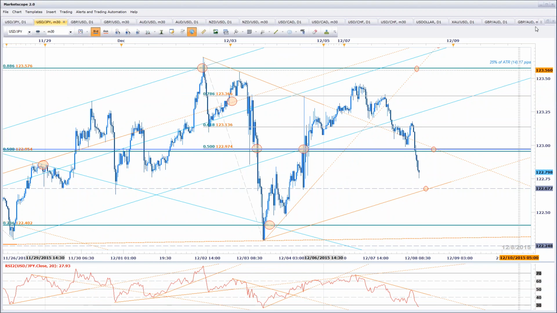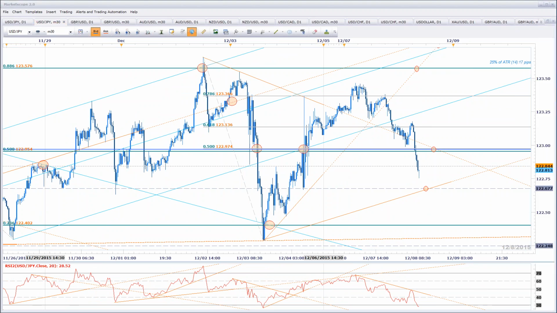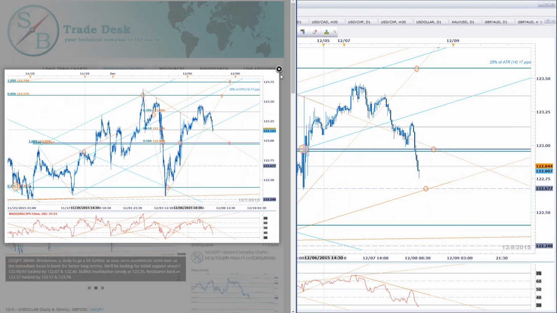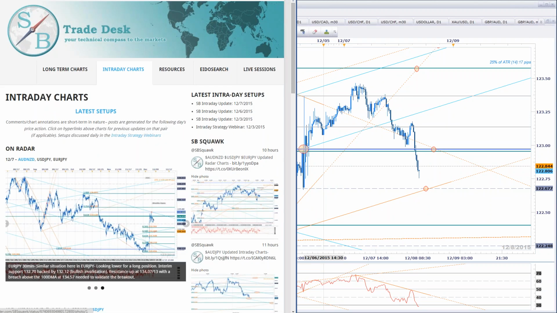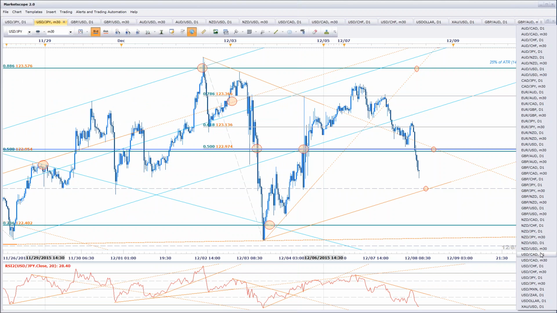Euro yen is next up on the list. Here's something I was looking at yesterday as well. Here's what euro yen looks like. And it's a very similar trade to the dollar yen, or the euro dollar rather. Here's what euro yen looks like on the daily.